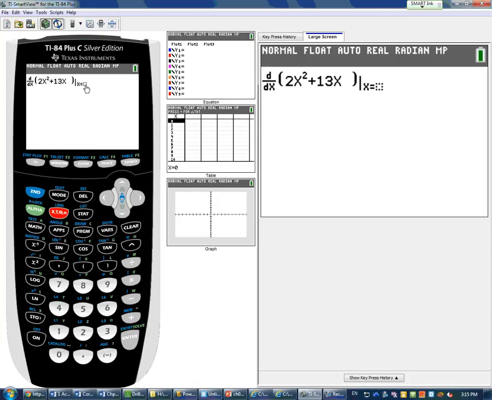And then over here, after the line, x equals, you want to know the derivative at what number? I want to know the derivative at 8. Press enter, and the calculator's done the calculation for me. So the derivative at 8 of this function, 2x squared plus 13x, is 45.